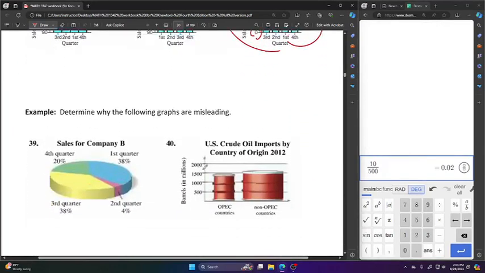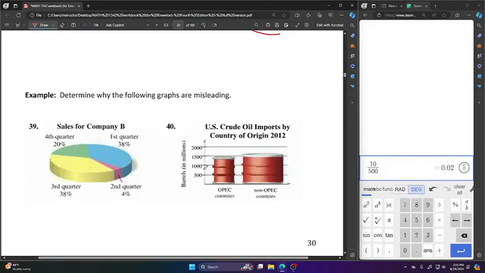Let's do another one. So these are two separate questions. Let's just talk about the first one, this pie chart. It just says, why is this misleading? Open-ended question. What do you think? Okay, we want to start there? Two different barrel sizes. I'm going to write that down. Two barrel sizes.